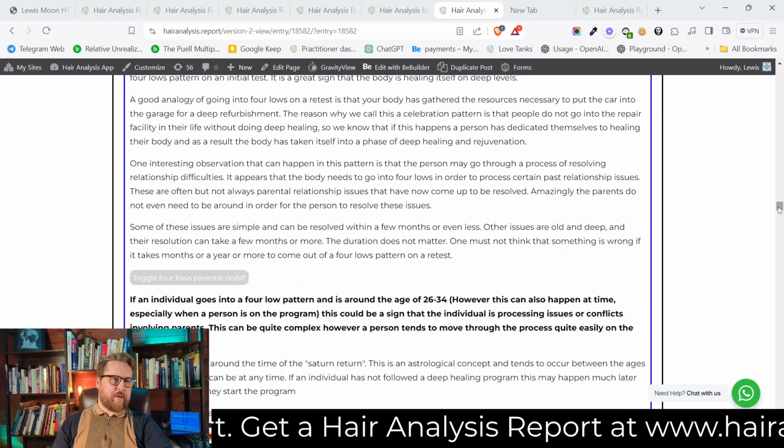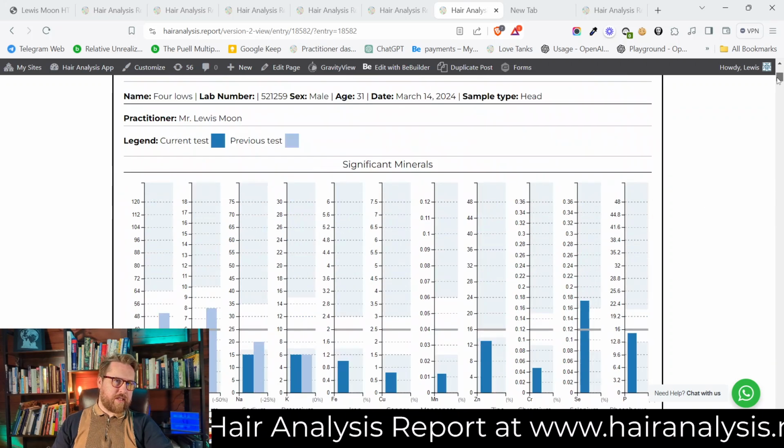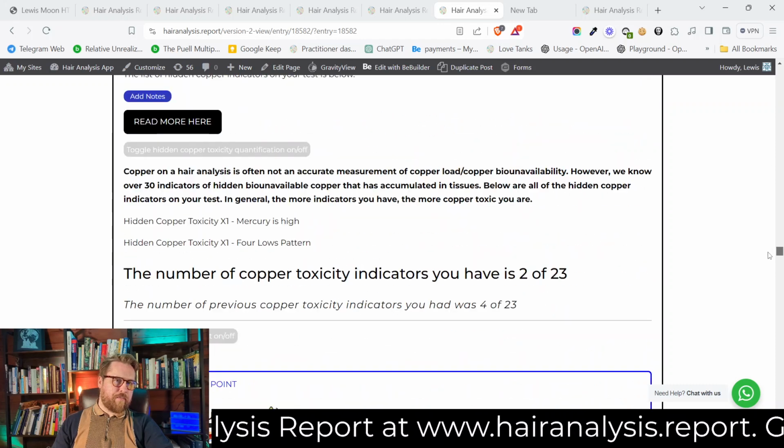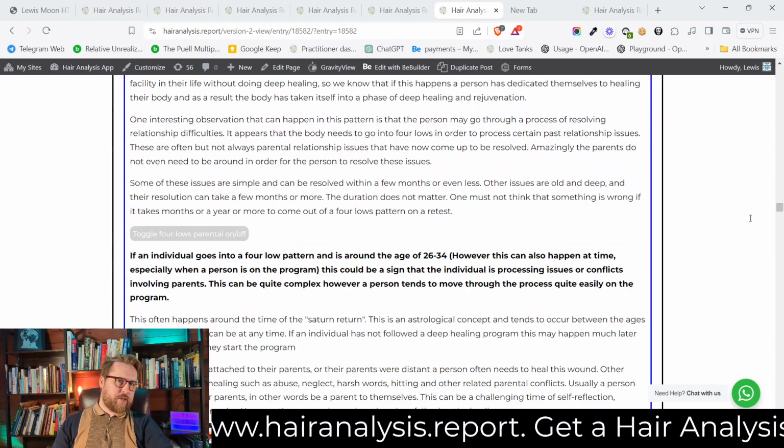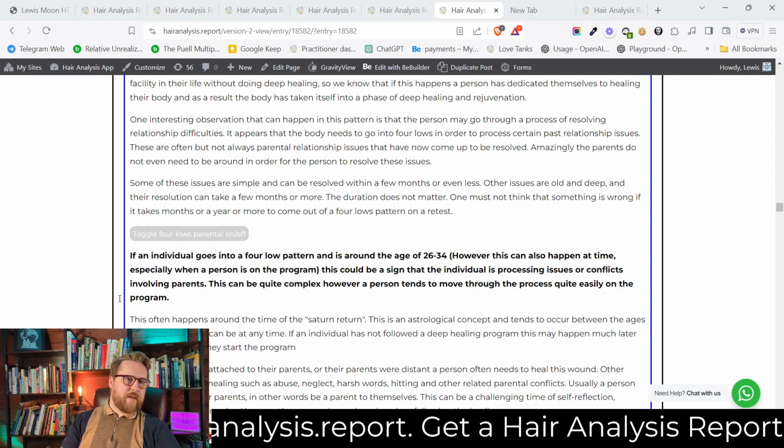Now we've got an interesting thing down here. The age on this test is 31. So something's come up here which is important to talk about.